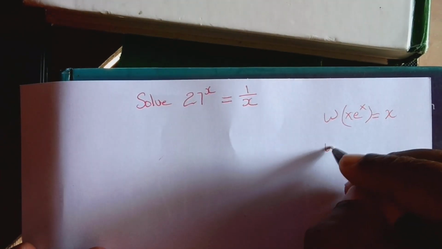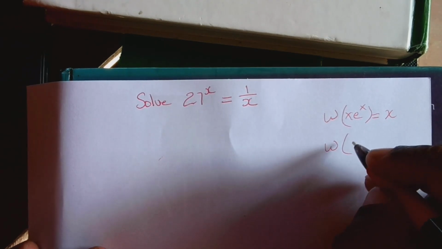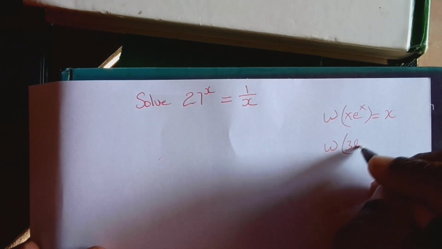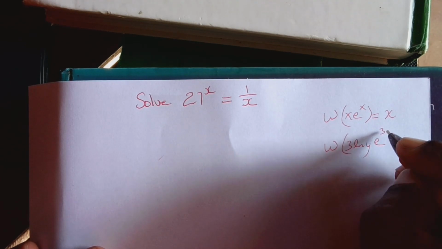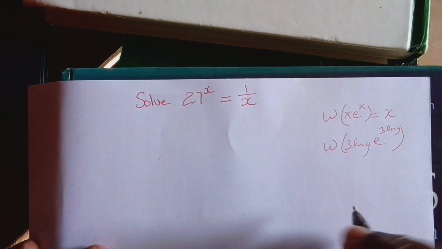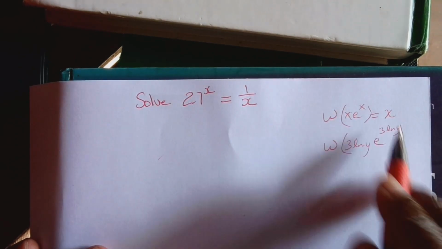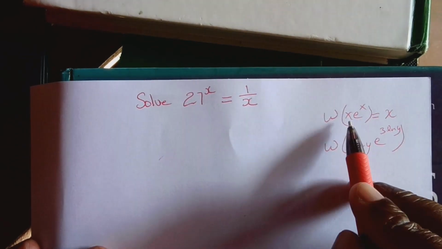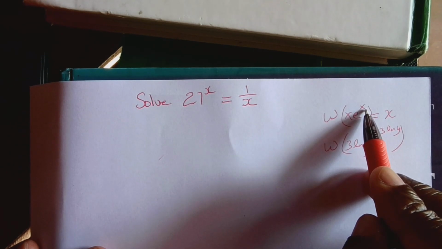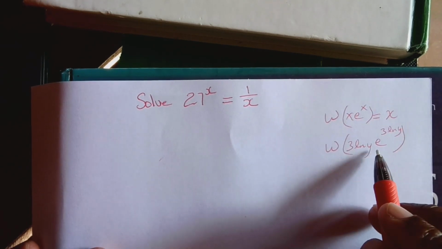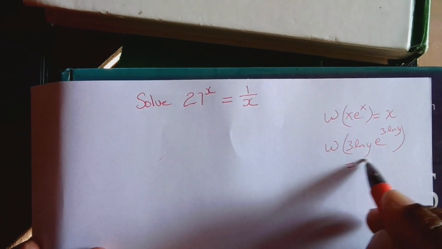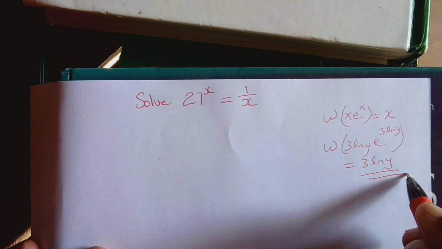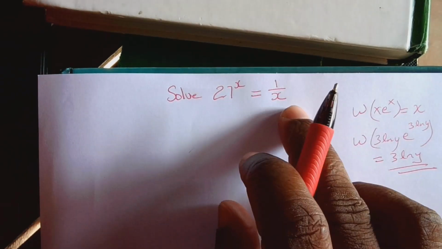So in fact, if we have, for instance, W as a function of 3 ln y times e to the power of 3 ln y, then what do you think our solution is based on the Lambert W formula? Notice that the quantity we have here is the same as the power, so that's the solution. What quantity do we have in front of e? 3 ln y, and that's the same as the power, so that's the solution, 3 ln y. That's a concept that we're going to be using to help us with this.